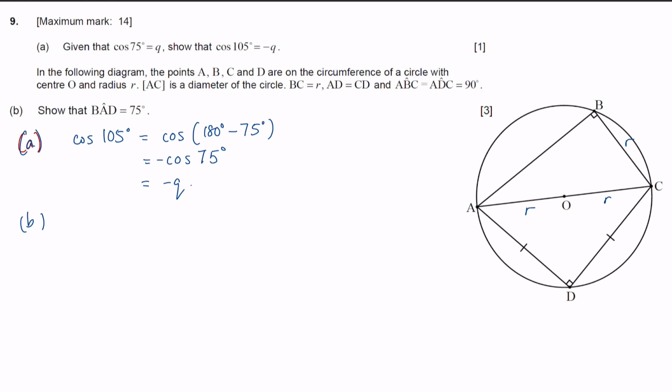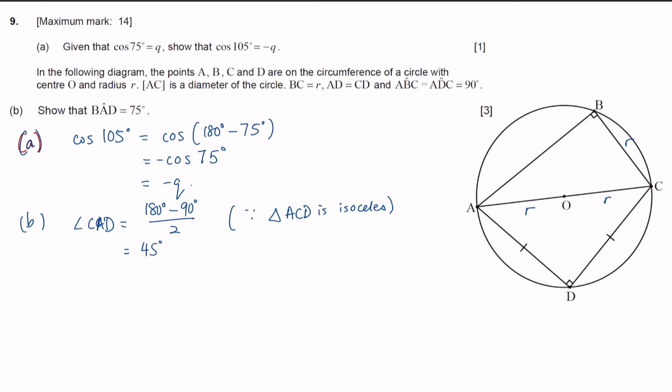So I note that angle BAD is actually angle BAC plus angle CAD. So let's find them separately. I'm going to find angle CAD first. Note that triangle ACD is an isosceles triangle because DA equals CD. So that's going to be (180 degrees minus 90 degrees) divided by 2, because triangle ACD is isosceles. So that gives me 45 degrees.